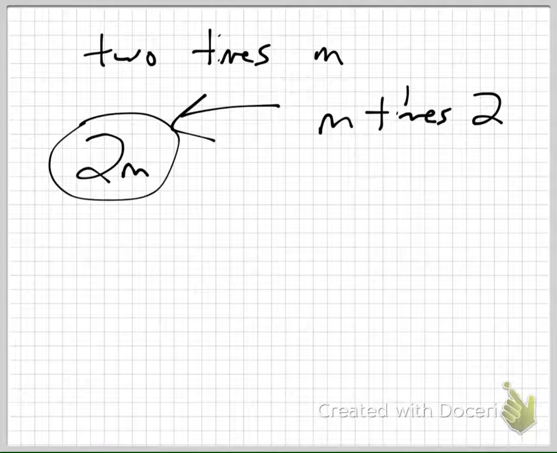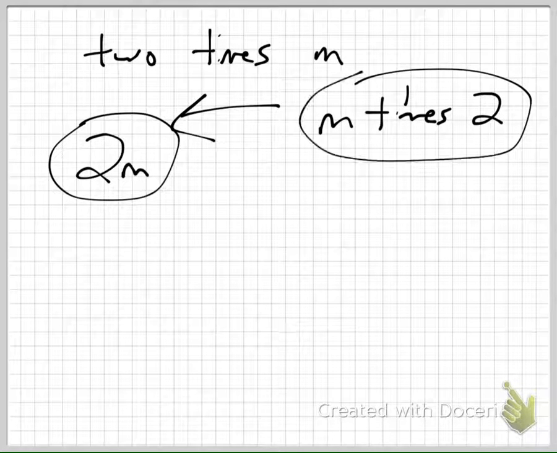Commutative property. What does commute mean again? To move, right? I commuted to work today. I moved from my house to work today. So the commutative property of multiplication tells us that we can move things around. As long as it's all multiplication, we can move things around and it doesn't change a thing. So m times 2 is still written 2m.